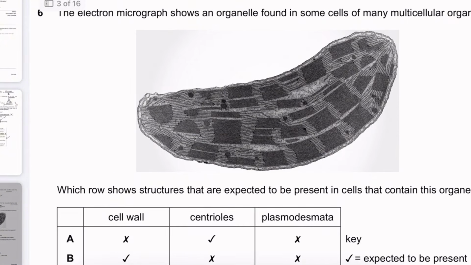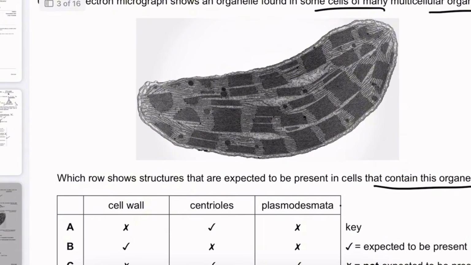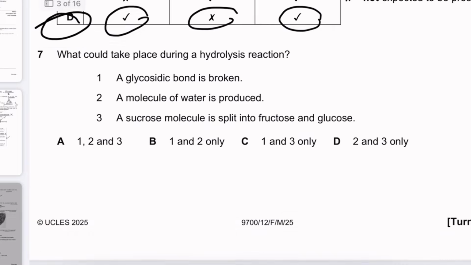The electron micrograph shows an organelle found in some cells of many multicellular organisms. Which row shows the structures that are expected to be present in the cells containing this organelle? So this is a chloroplast, as you can see, with the thylakoid membranes and the starch granules and everything. So basically, you can expect this to be found in plant cells and some protoctists as well. Cell wall, centrioles, plasmodesmata. What do you find in plant cells? You do have a cell wall, that's for sure. You do have plasmodesmata, but you do not have centrioles, so it is D.